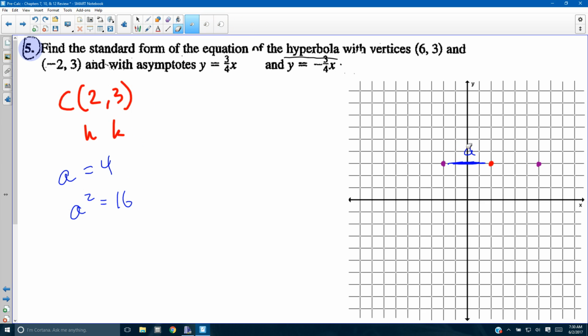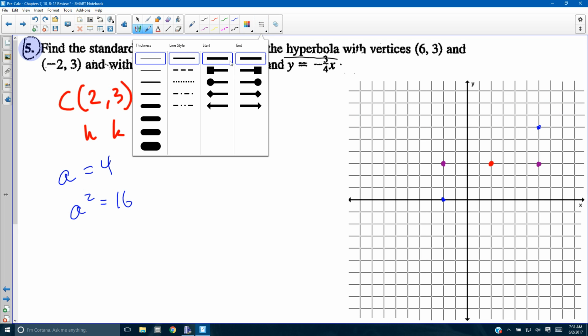So a is 4. I go 4 units that way. And also my asymptotes here, I can rise 3 from my center and run 4. And I have this corner of my central rectangle of that box here. Fall 3, run 4. You can do the same thing here. This is that 3/4 x slope they were referring to here.